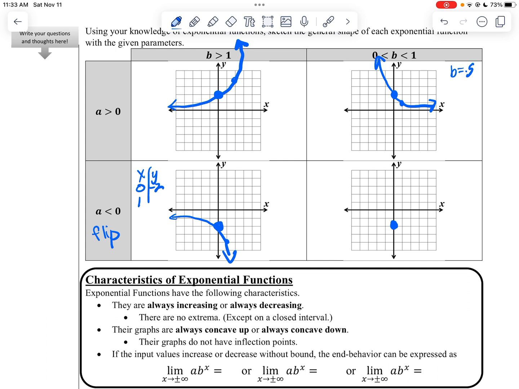But what happens if b is in between there? So again, it's 0.5. Well, our initial value here is negative 2, and if we're multiplying by 0.5, that's our common ratio. That would be negative 1. So it's going to be looking this way. So again, it's that flip. It's a decay equation, but it's flipped.